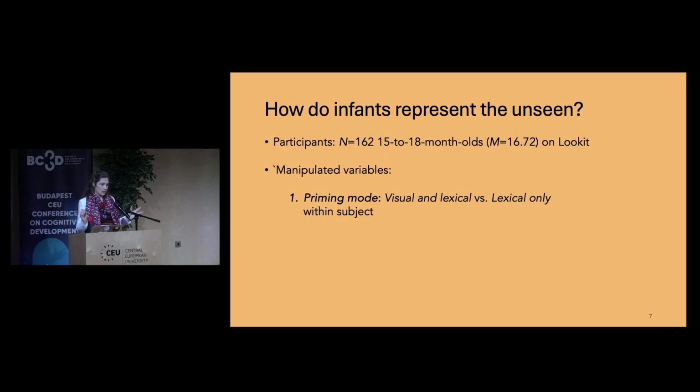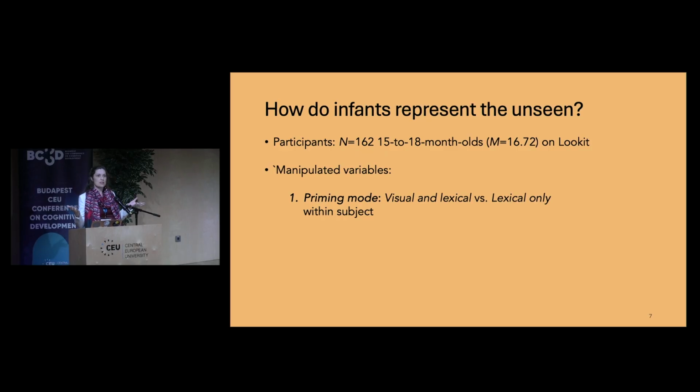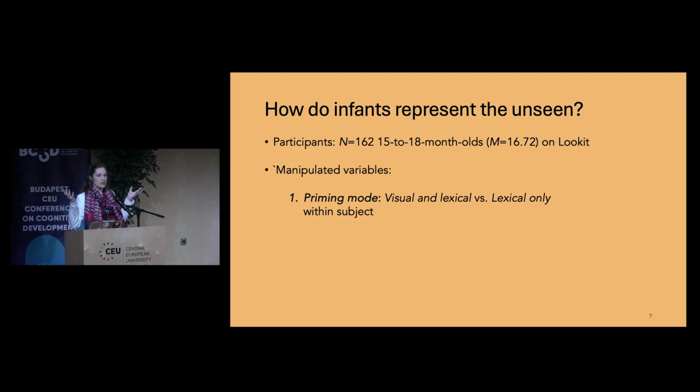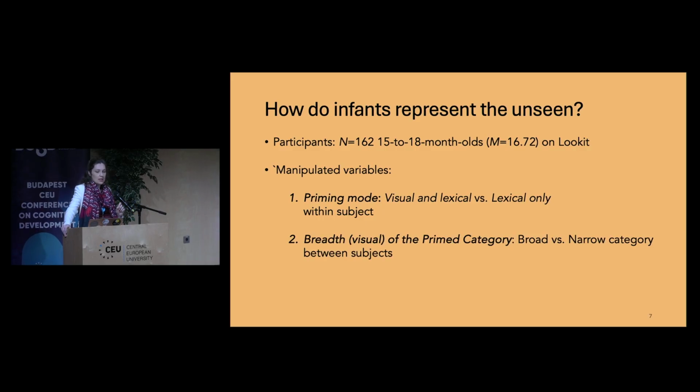That was one of the questions people asked me. What if you just showed them so much visual data that you biased their performance? So we decided to make it a variable. The second is the breadth of the primed category. We picked a fairly arbitrary set of objects for the priming in the study I've shown you, but it really remains a question whether infants are informed by the variety of things that we show them during priming. And so here we had broad versus narrow category priming with regard to the visual features.